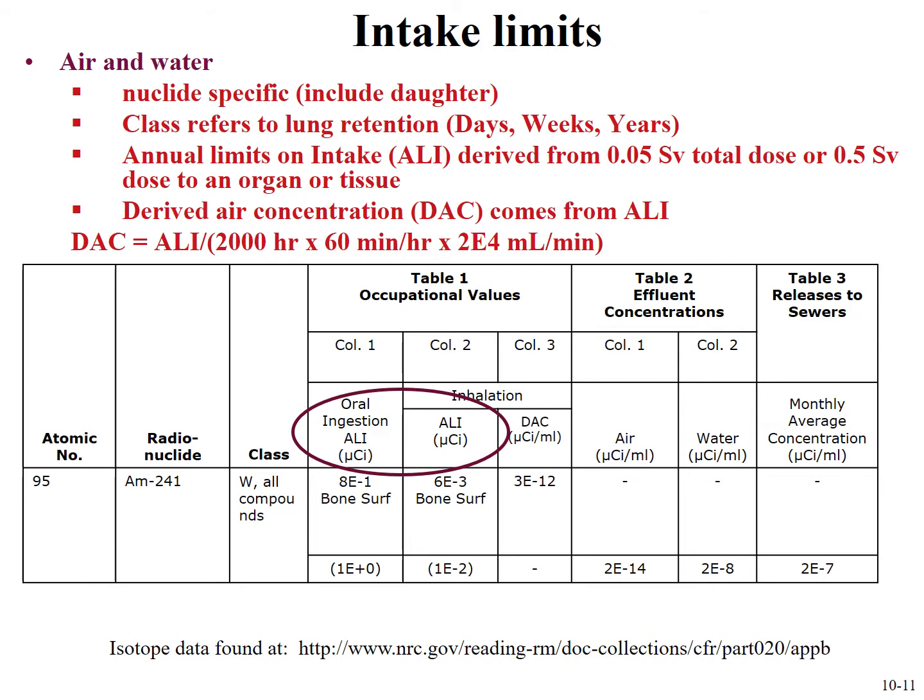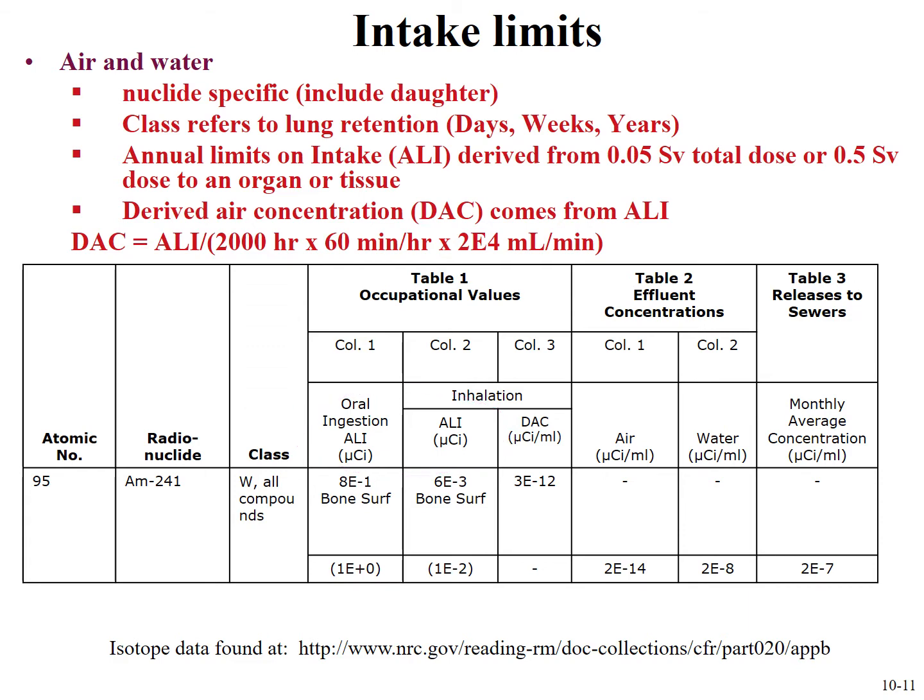You see that there are two different ones, an oral ingestion or an inhalation. This gives you the limits on what would be the activity in microcuries for oral ingestion, in this case for americium-241. And here's the inhalation for americium-241. And you see that the differences are extremely large. The limit on intake for inhalation is usually much lower than the oral ingestion.